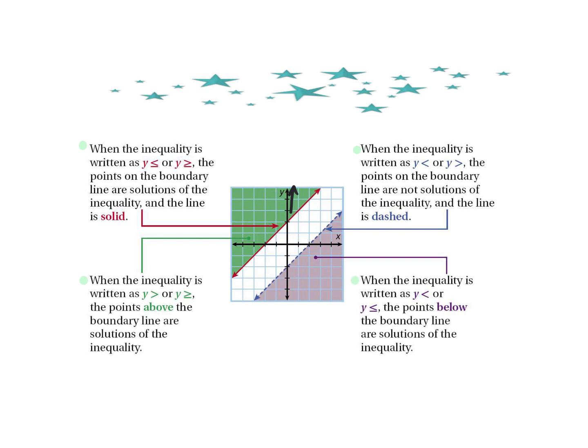Now reading this one, when the inequality is written as y is less than or y is less than or equal to, the points below the boundary are the solution to the inequality. Y below. Notice how they're saying that the y is less. And right here, the y's keep becoming smaller and smaller because they are based on the axis.